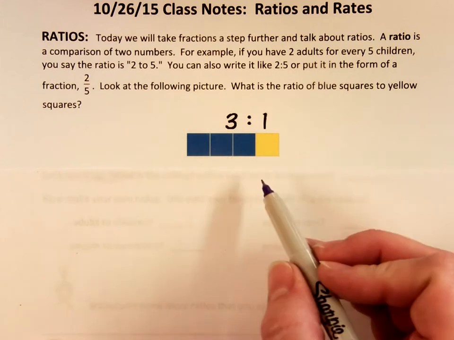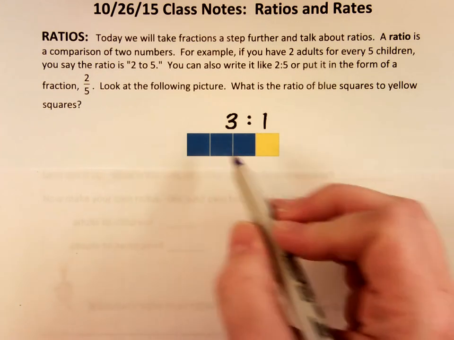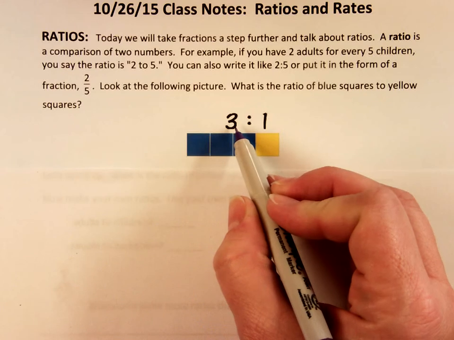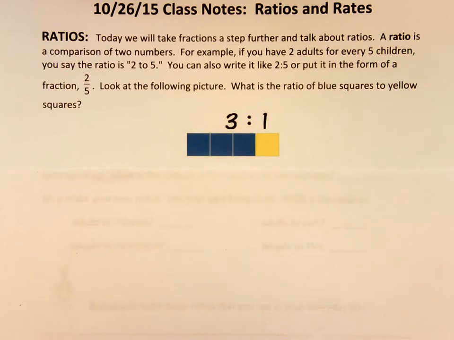Look at the following picture. What is the ratio of blue squares to yellow squares? Blue squares, 1, 2, 3. Yellow squares, 1. 3 to 1 is the ratio.